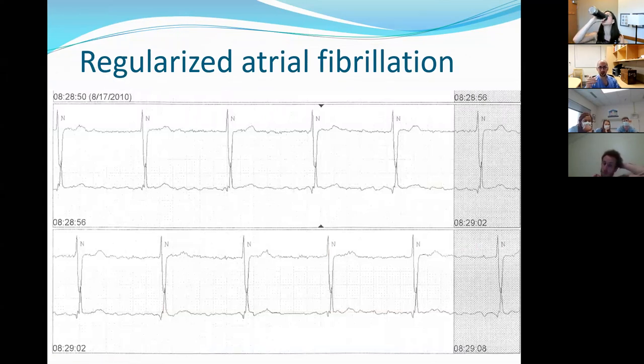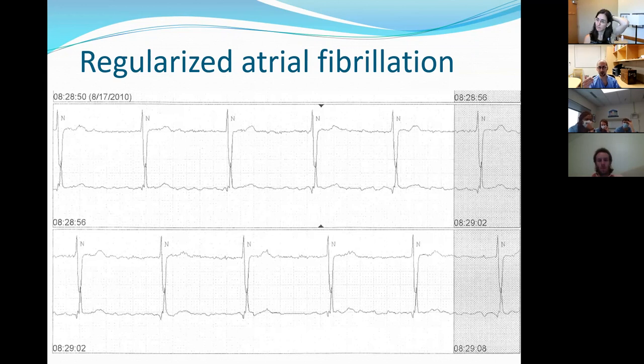Here is another example of complete heart block. This is someone who is in atrial fibrillation, and their heart rate is slow. It's not super slow, probably 40-ish beats a minute, maybe 50-ish. But here the person is in AFib, and their QRS complexes are regular. AFib should be irregular.